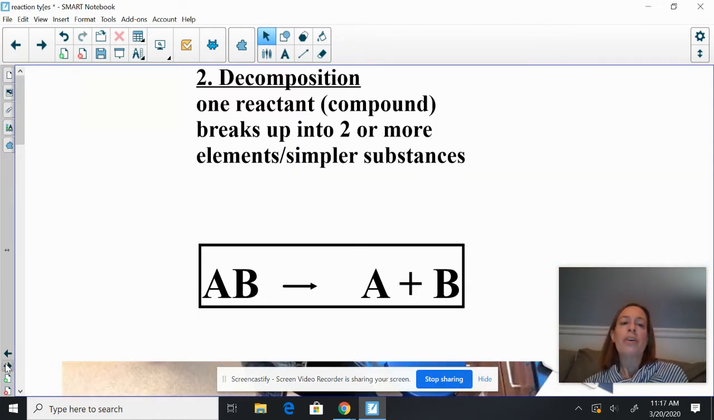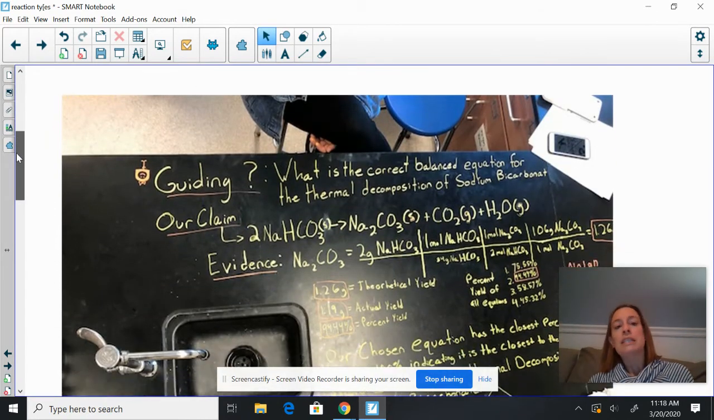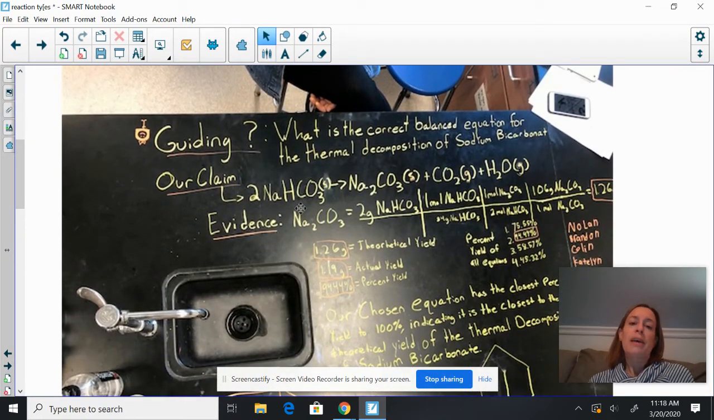Decomposition reactions are very much the opposite of a synthesis reaction, where instead of making one product, we are actually starting with one reactant. And you can see up here, one reactant, which is a compound, will break up into two or more simpler substances. Sometimes those simpler substances are plain old elements, and sometimes they are compounds. For example, you'll remember we did this lab recently where you took one reactant, that is baking soda, or sodium bicarbonate, and it broke up into, in this case, three simpler substances.